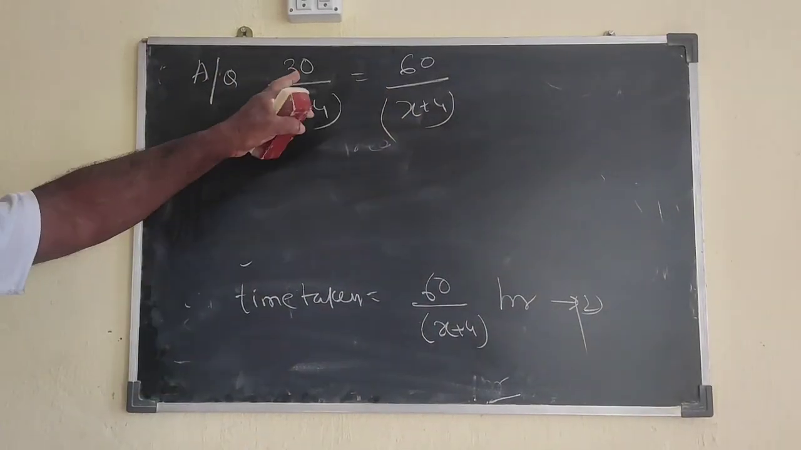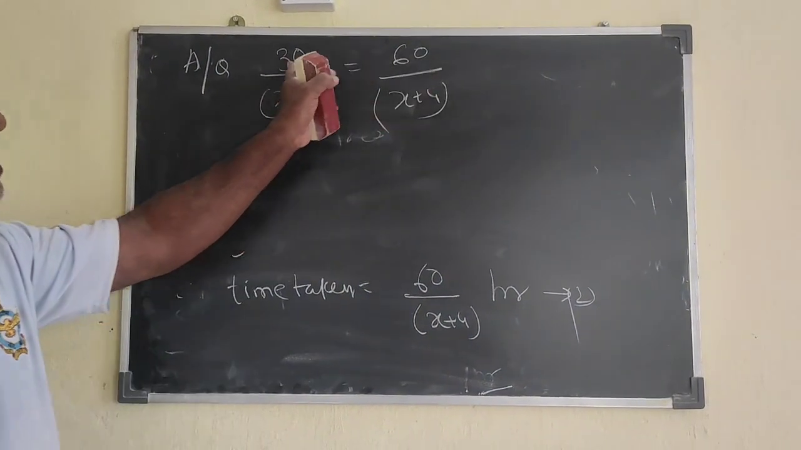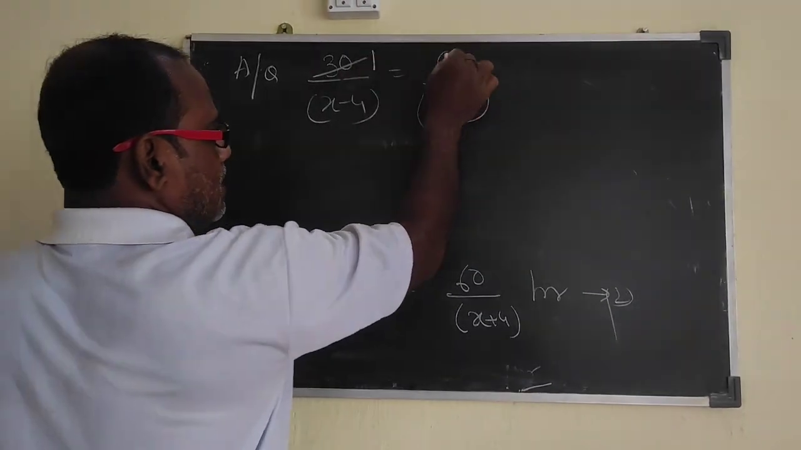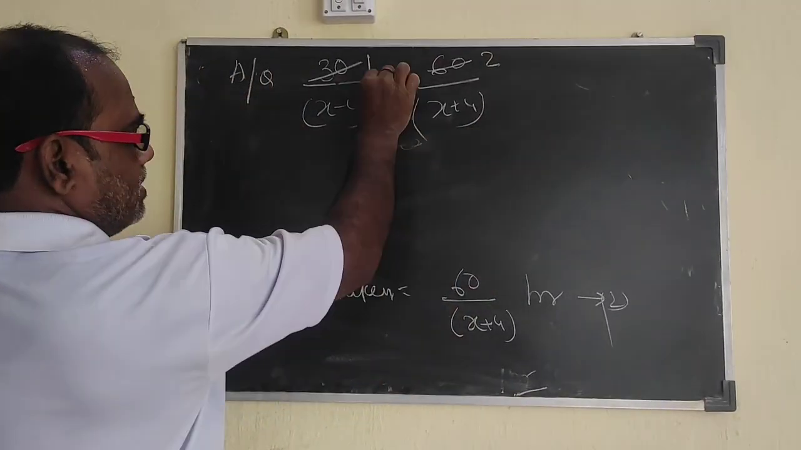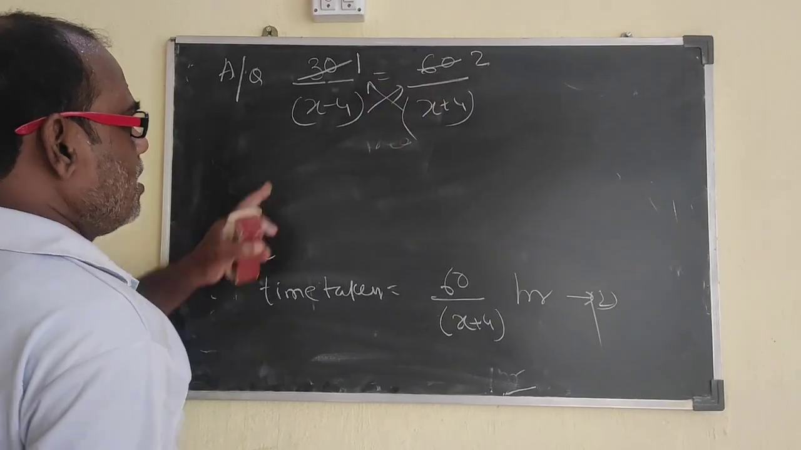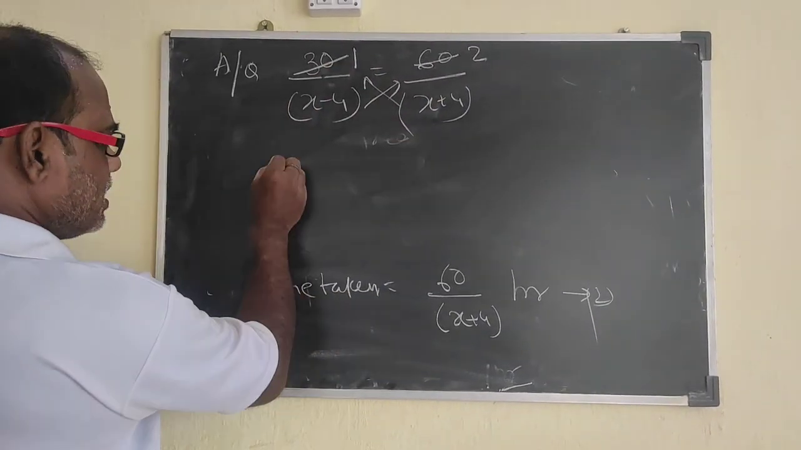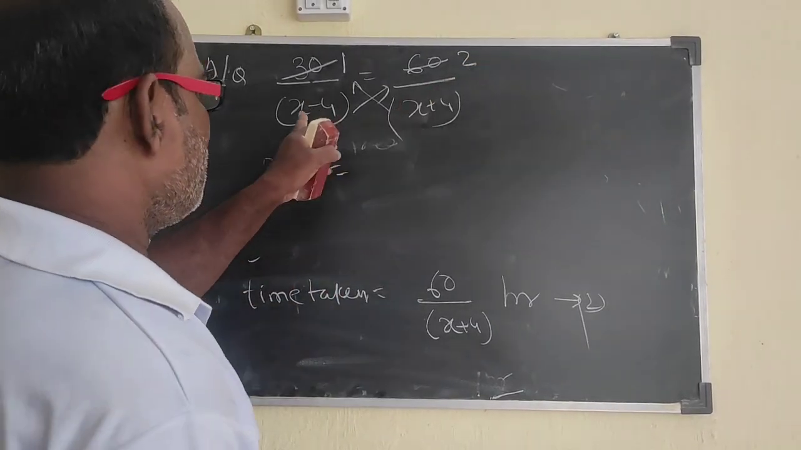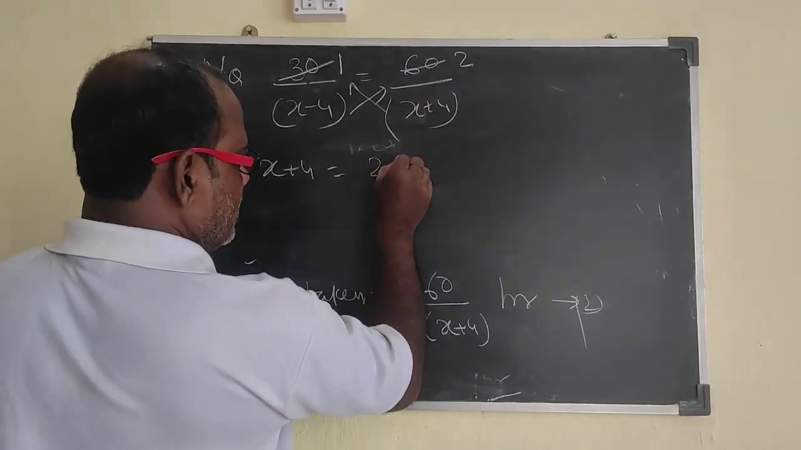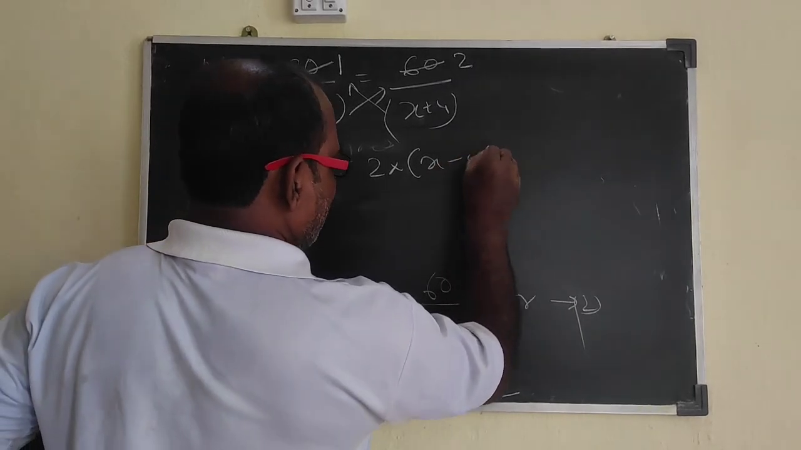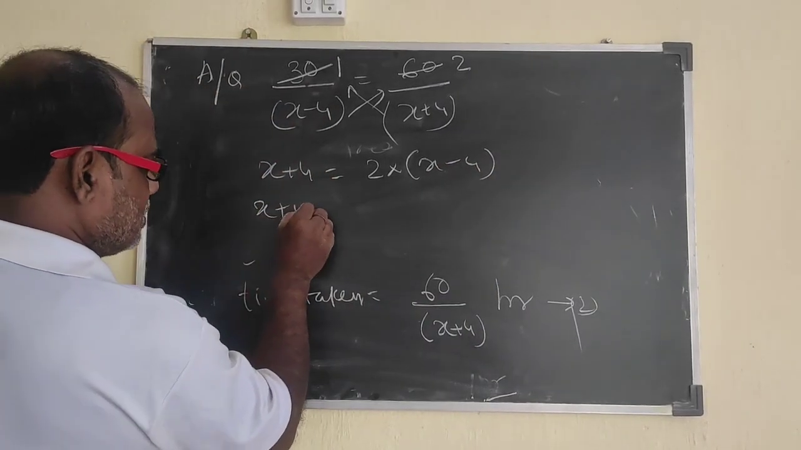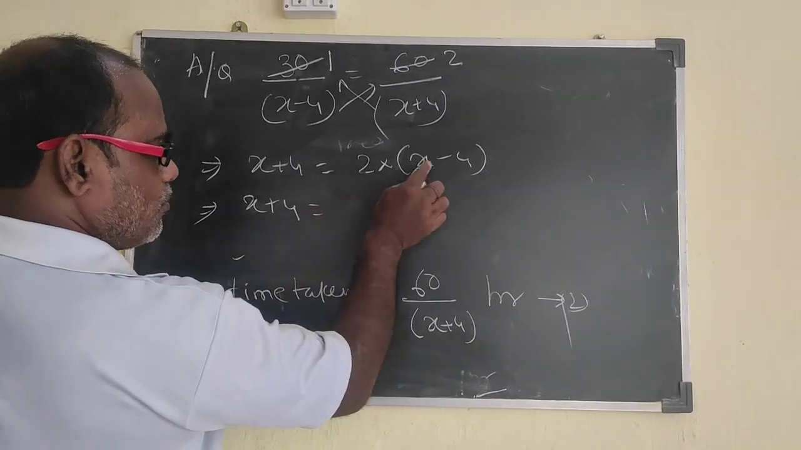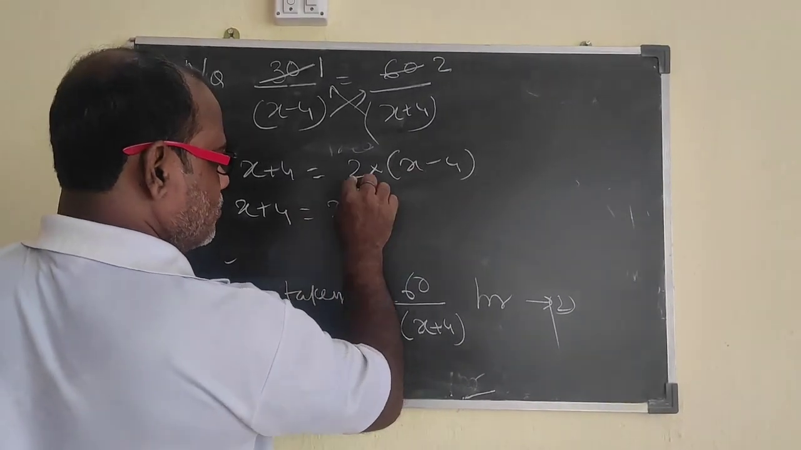Now look here. Here it is 30, here it is 60. 30 once 30, 30 twos are 60. So straight away you can cancel over here 1 and this is 2. And then you crisscross like this. So 1 into x plus 4, that is x plus 4, is equal to 2 into x minus 4. We get x plus 4 is equal to 2x minus 2 into 4 is 8.